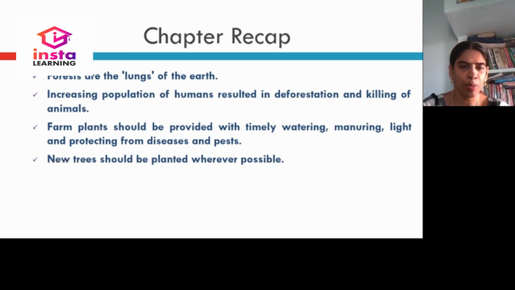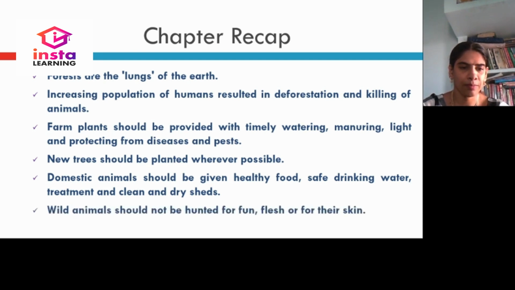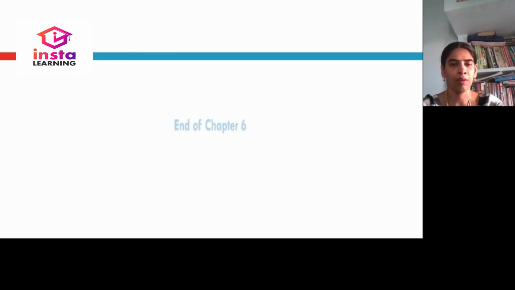New trees should be planted wherever possible. Domestic animals should be given healthy food, safe drinking water, treatment, and clean and dry sheds. Wild animals should not be hunted for fun, flesh or for the screen. This ends chapter 6.